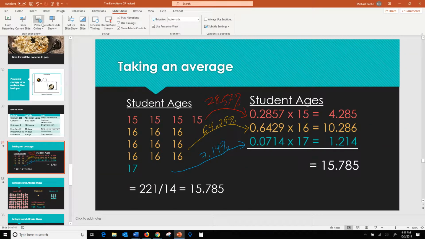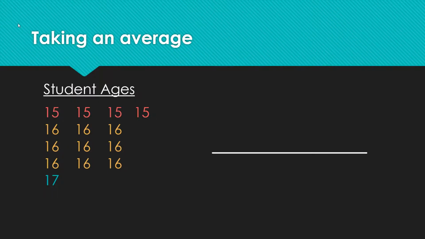All right, so let's talk about this weighted average that happens with elements. So if I had a class and these were the ages of the individual students, right? So I had 4 kids who were 15 and a bunch of kids who were 16 and one kid who was 17. The way you would take the average of this class is you would just add up all these ages and divide by the number of students, which was 14.